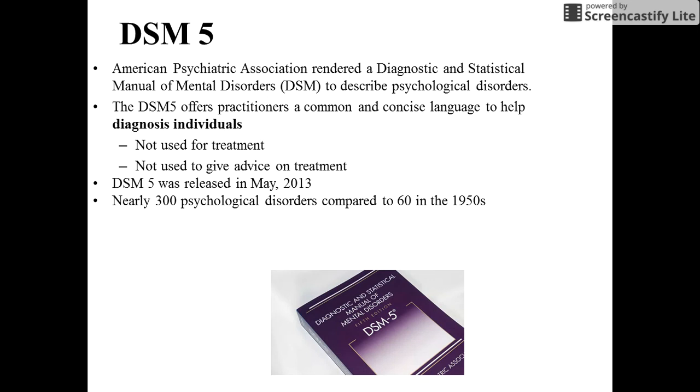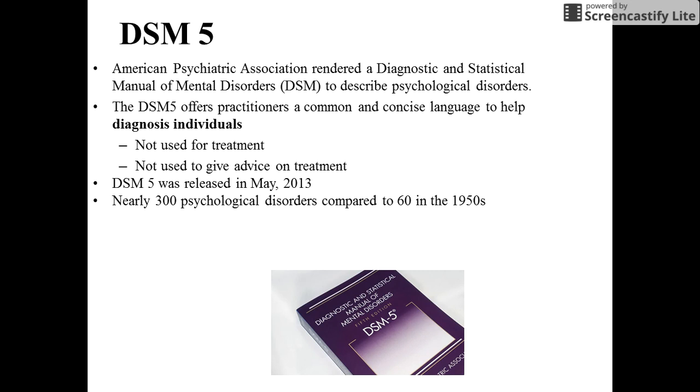So, the American Psychiatric Association rendered the Diagnostic and Statistical Manual of Mental Disorders, otherwise known as the DSM, to describe different psychological disorders. The DSM-5 offers practitioners a common and concise language to help diagnose individuals. Here are two big key bullets: it's not used to treat individuals, and it's not used to give advice on treatment. It is a list of the different disorders and the specific symptoms that patients may have.